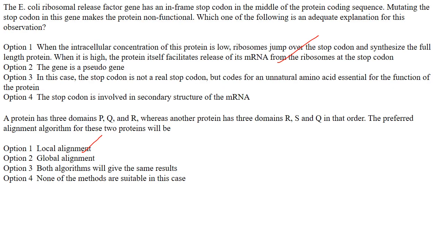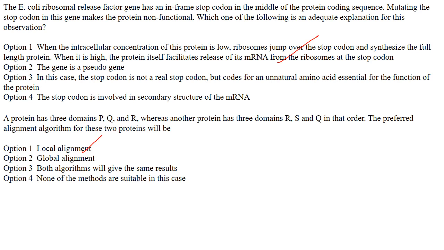Then E. coli ribosomal release factor gene has an in-frame stop codon in the middle of the protein coding sequence. Mutating the stop codon in this gene makes the protein non-functional. Which one of the following is an adequate explanation for this observation? So, answer is option 1. When the intracellular concentration of this protein is low, ribosomes jump over the stop codon and synthesize the full-length protein. When it is high, the protein itself facilitates release of its mRNA from the ribosome at the stop codon. Answer is option 1.